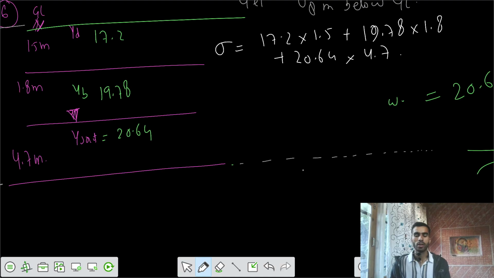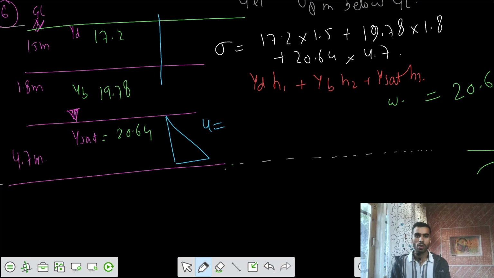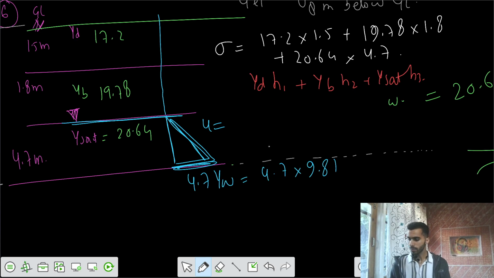That's actually gamma dry into height h1, plus gamma bulk into h2, plus gamma sat into h3. After that we can say what is the pore water pressure. For the pore water pressure, it would remain zero for the soil above the groundwater table, and after that it is a linear variation like hydrostatic pressure. So the final value at this location would be 4.7 gamma W, 4.7 into 9.81. How much is that? 46.107 kilonewton per meter square.